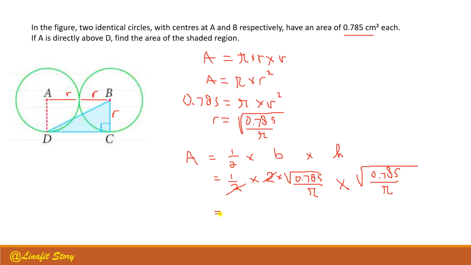So now here, the square root of 0.785 out of pi times the square root of 0.785 out of pi is equal to 0.785 out of pi. So the answer is equal to 0.250 square cm. 3 significant figures.